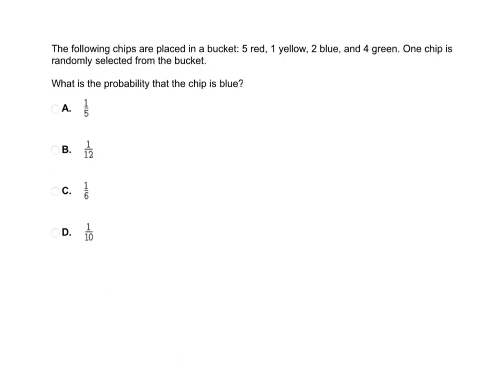Alrighty, same concept as the one on the last screen. We're given some information and we need to figure out the probability. It says, what is the probability that the chip is blue? So let's see what information we have and then figure it out. It says the following chips are placed in a bucket. There are 5 red, 1 yellow, 2 blue, and 4 green.